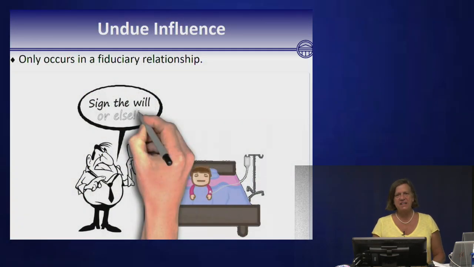Undue influence, the last defense to the validity of a contract, only occurs if you have a fiduciary relationship. And you may unduly influence someone. If you're in that fiduciary relationship, it could be doctor-patient, attorney-client, mother-daughter, father-son. You get the idea. And this is a defense to the validity of an agreement.